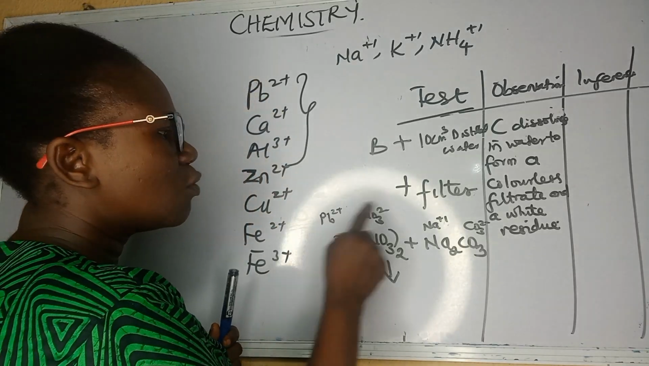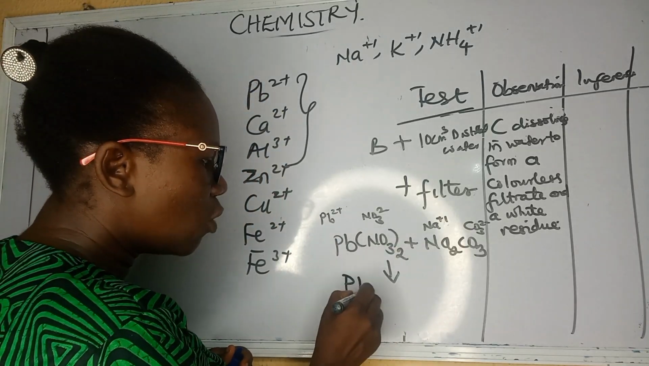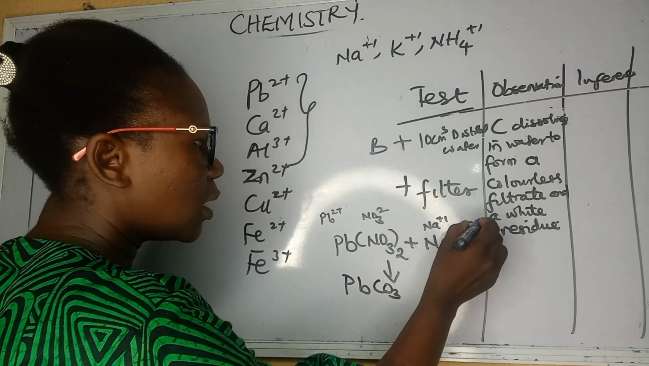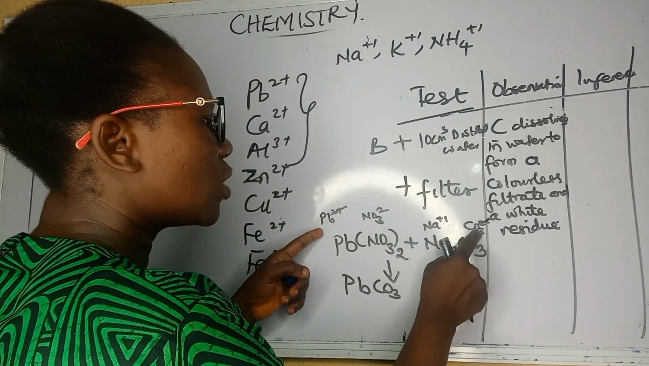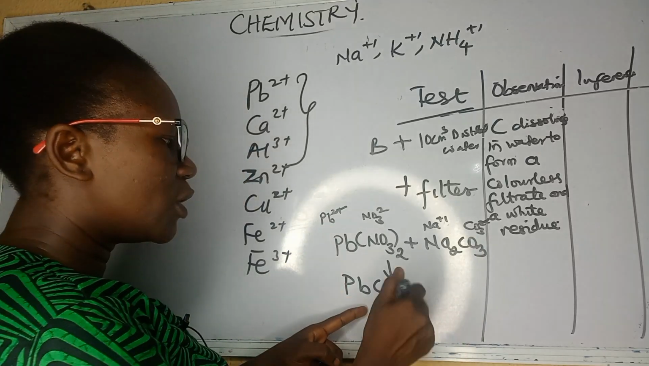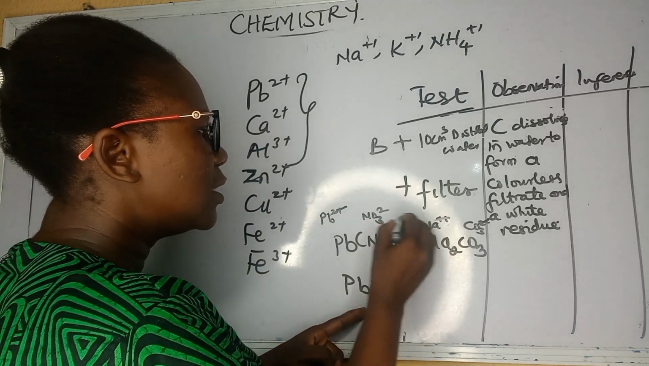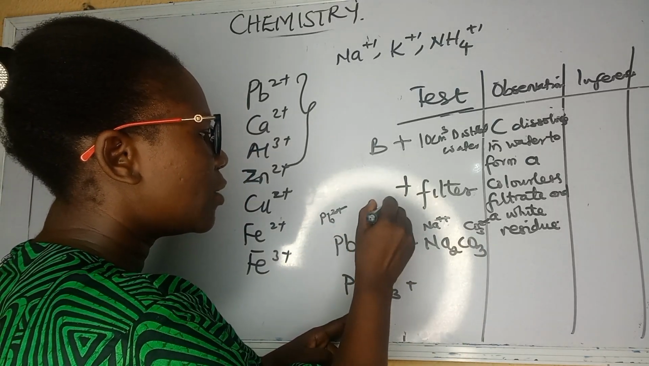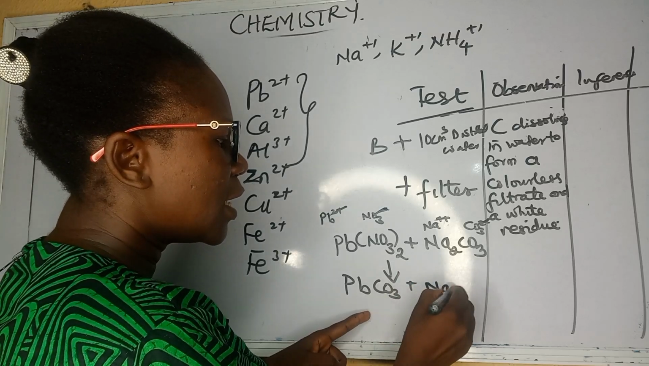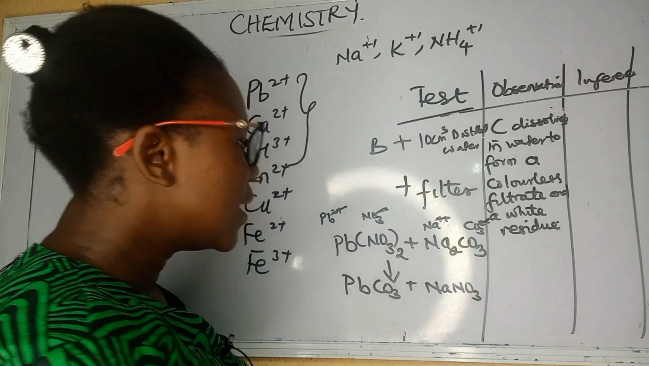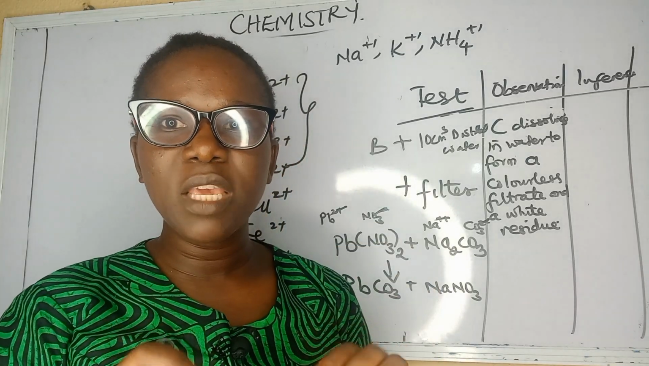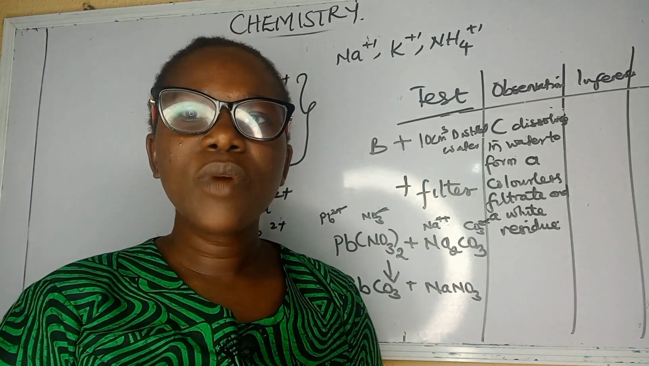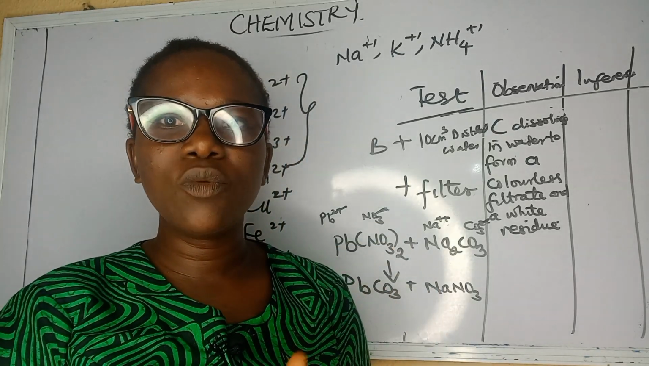So this positive will go this way. You don't need this in what I'm talking about, but you need the theoretical knowledge. So these 2 react together, positive and negative ions, to form lead carbonate, and these cancel out, leaving NaNO3. Now, one thing about double decomposition is that the 2 salts given will be soluble. By the time you react them together, something will happen, and then you see changes.